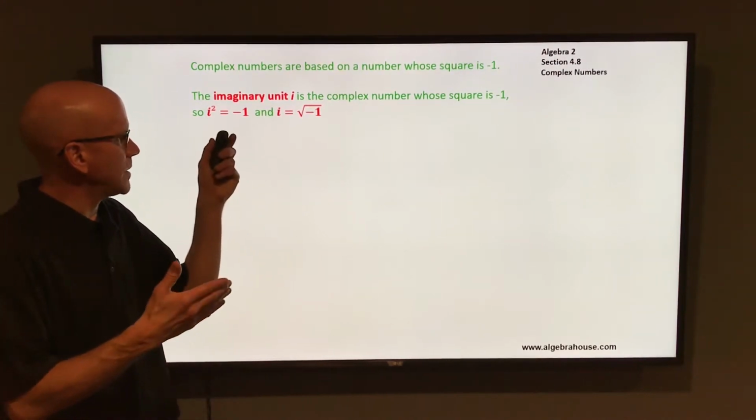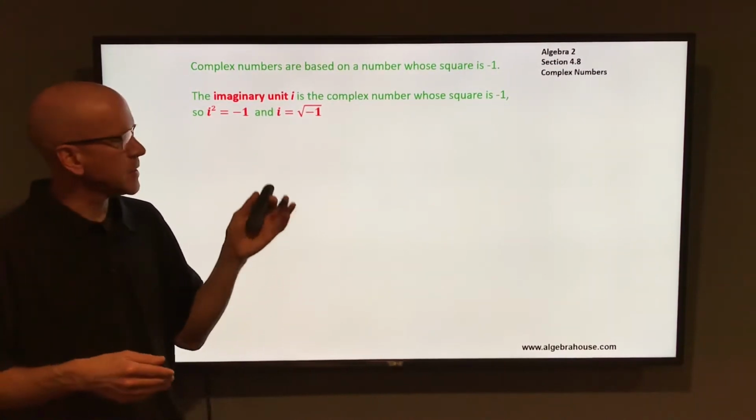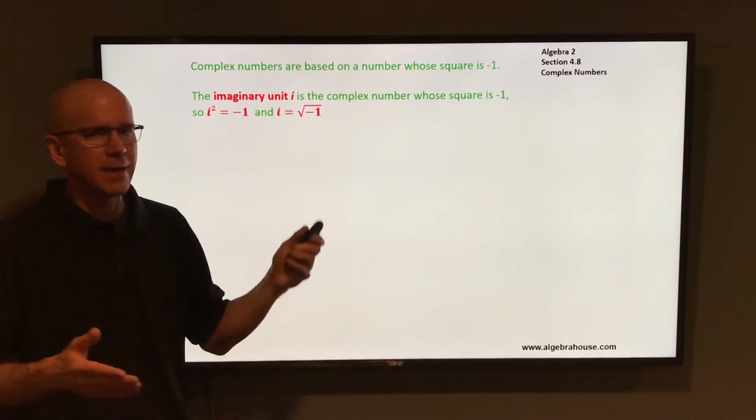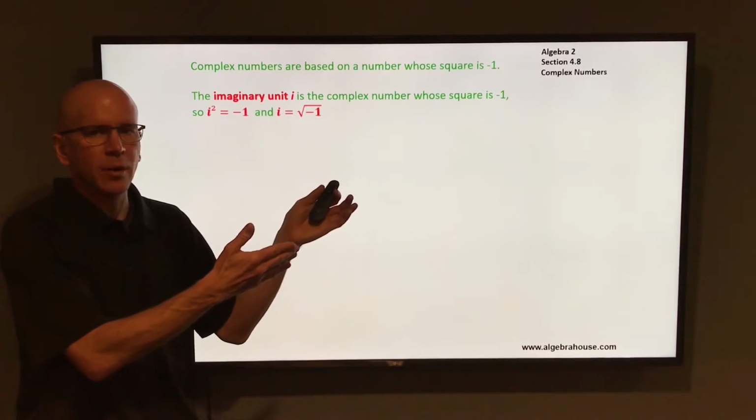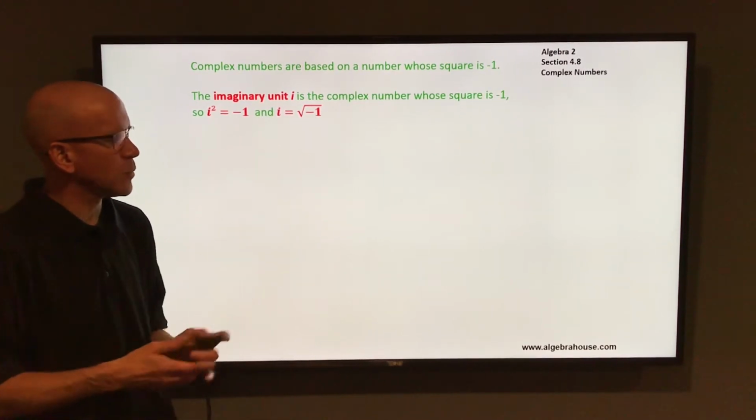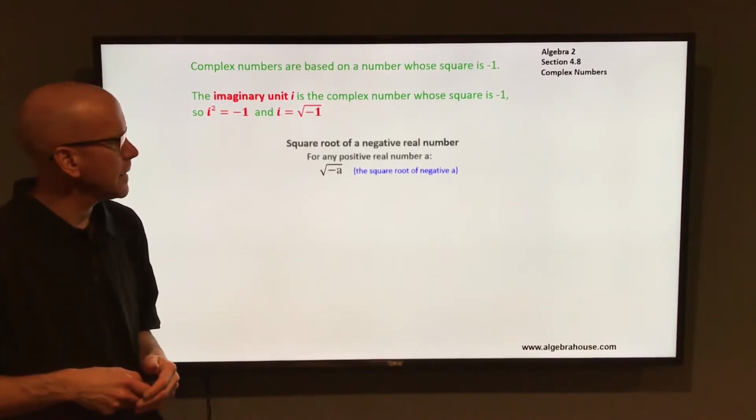If you remember that I squared equals negative 1, then take the square root of each side and you would have I equals the square root of negative 1. Or if you remember that I equals the square root of negative 1, square each side and you would get I squared equals negative 1.